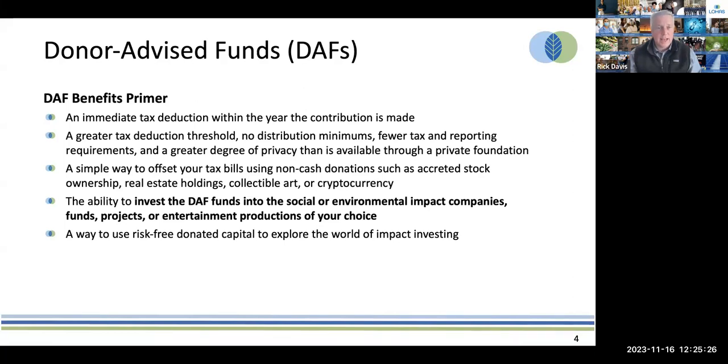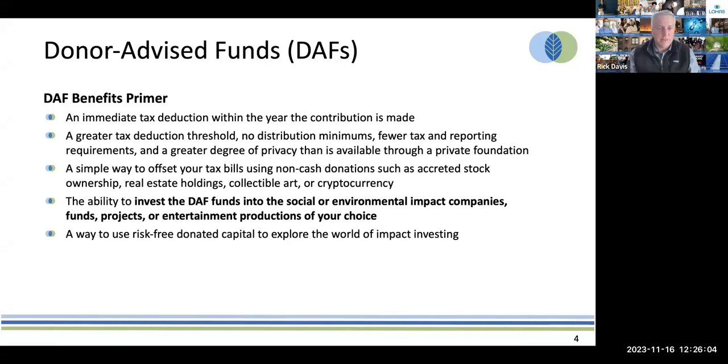The idea is to make a donation of funds or assets into your donor advised fund, obtain that tax deduction, and then those assets are in there. You can certainly donate them to a charity that accepts donations. But what we're saying is you can also invest them in private sector for-profit companies that have a social or environmental impact component. And you make those investments under the same terms that every other investor is using.